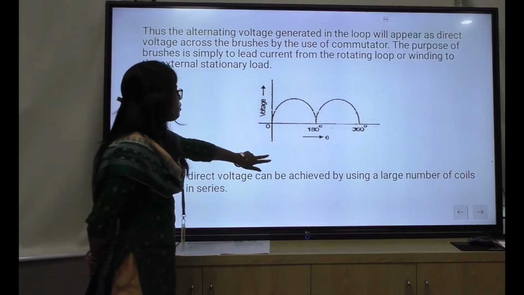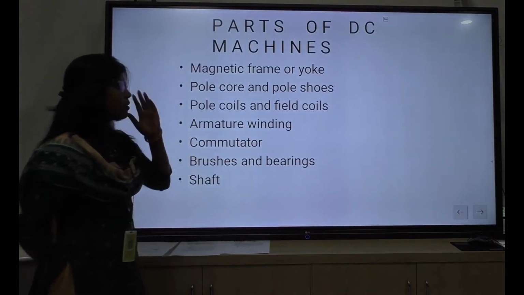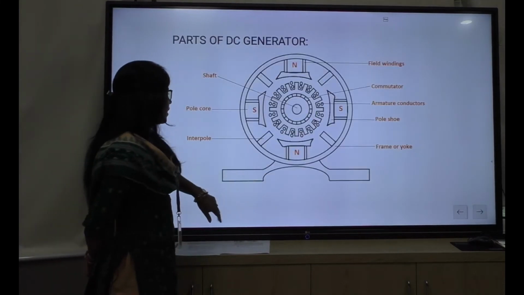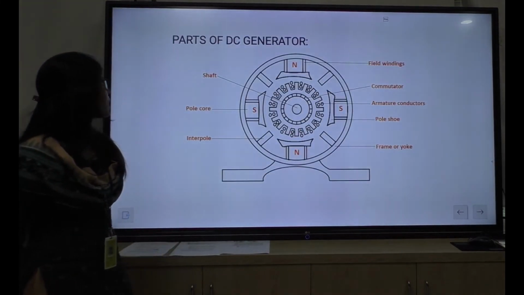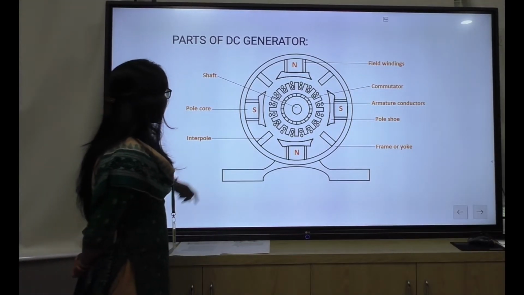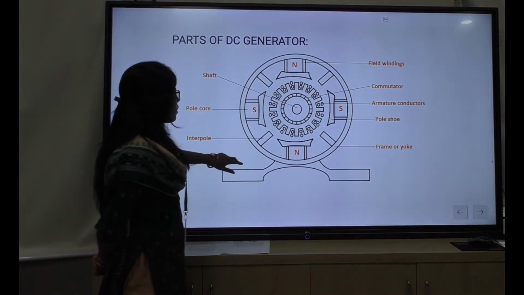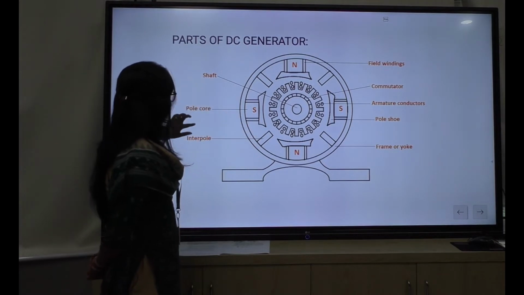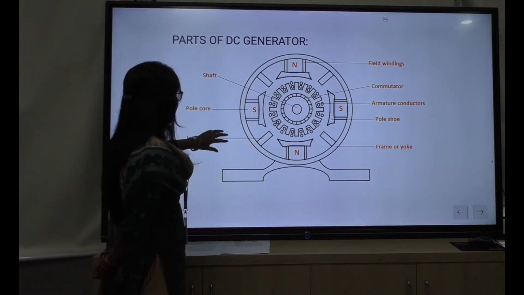So this is all about the principle of DC generator. So next, coming to the parts of DC generator. So these are the different parts of DC generators. In the subsequent slides we will discuss the individual parts elaborately.